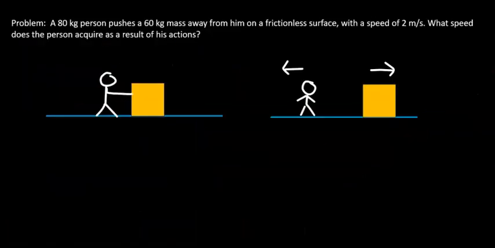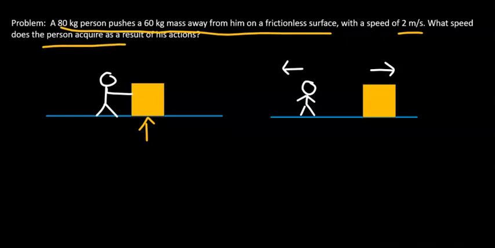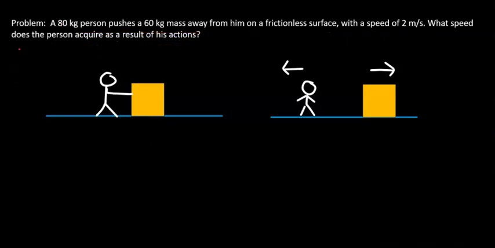Problem 3. An 80 kg person pushes a 60 kg mass away from him on a frictionless surface, so there is no friction here, with a speed of 2 meters per second. What speed does the person acquire as a result of his actions? So this is the initial state, and this is the final state.